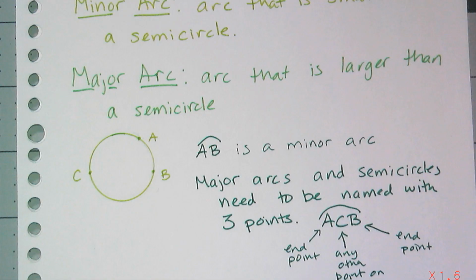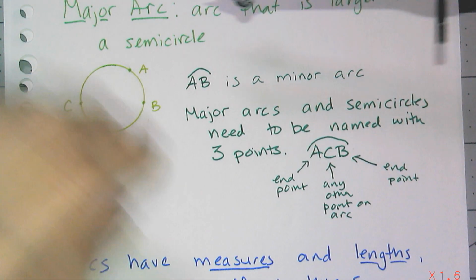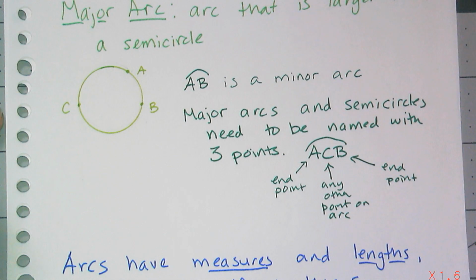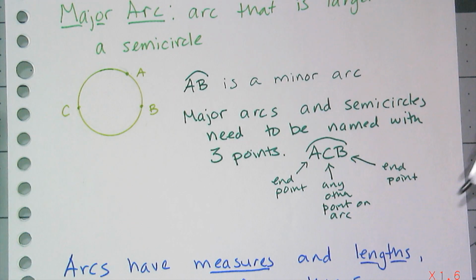So here I have drawn a circle with 3 points on it, A, B, and C. And I know that A and B is a minor arc, okay?